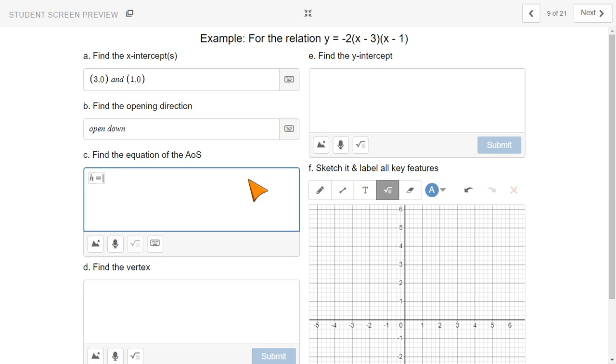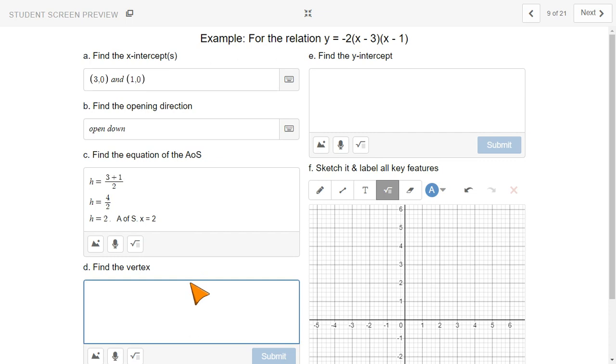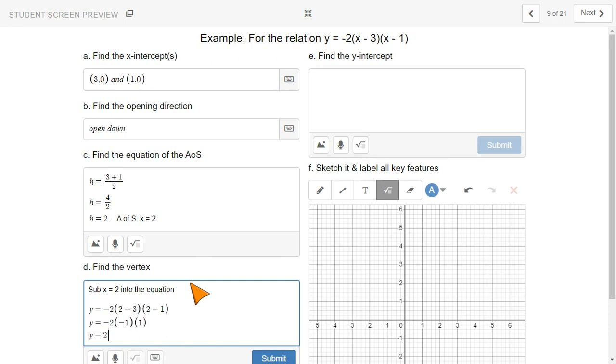Find the equation of the axis of symmetry. We need to use our midpoint, and the equation is going to be our two x-intercepts divided by 2. So we have 4 divided by 2, and h is equal to 2. So our axis of symmetry, x is equal to 2. With the x value of the vertex, we can now substitute it back into the original equation to find the other coordinate. So we have y is equal to negative 2 times 2 minus 3 times 2 minus 1. y is equal to negative 2 times negative 1 times positive 1. And we have y is equal to 2. So our vertex, 2, 2.